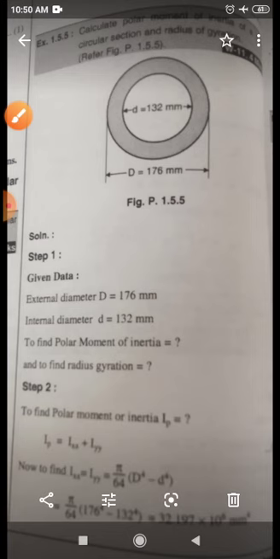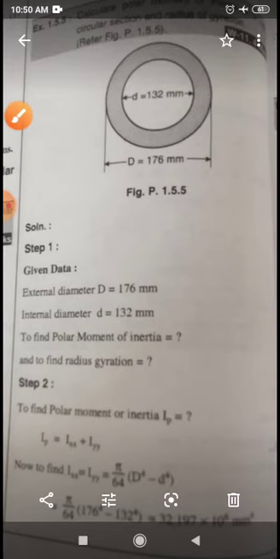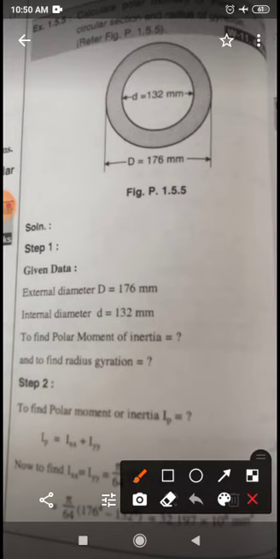Okay, and now let's see. Here I have given the polar moment of inertia problem. Diameters are given. We have to find the polar moment of inertia and radius of gyration. Okay, let's see then.